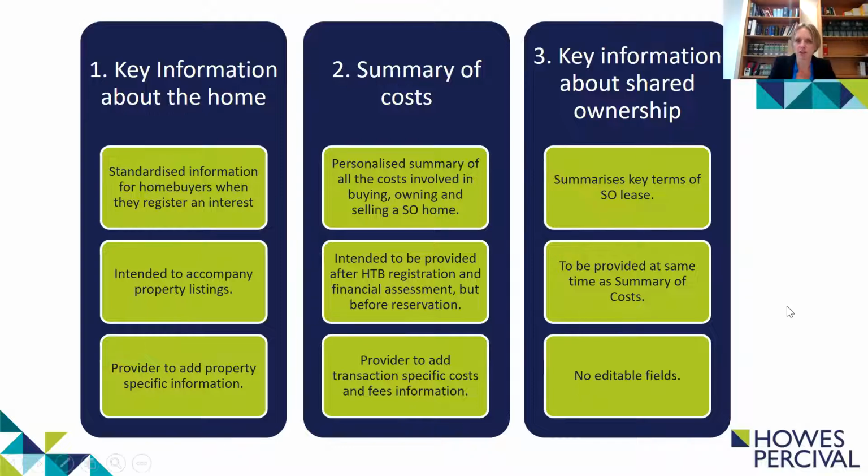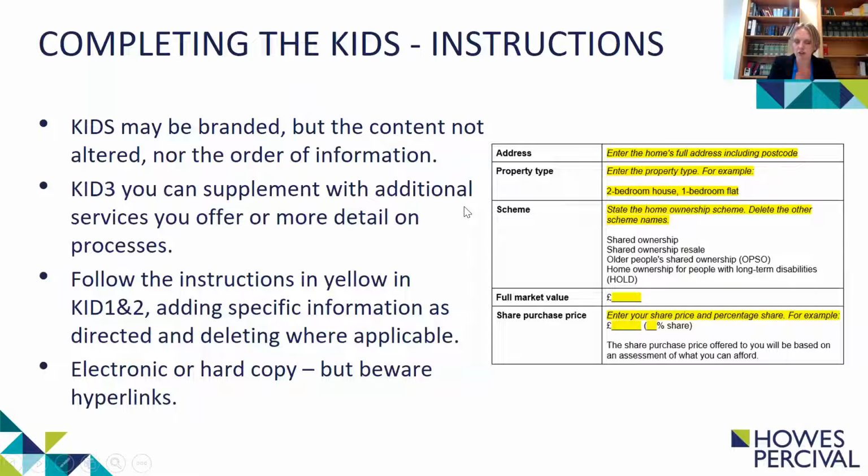So that's a bit of a summary of what is in each of the documents. There are instructions given by Homes England on how to complete these documents. They may be branded, so you can put your Housing Association RP brand all over them, but you may not alter the content nor the order of the information. The one exception to that is KID 3, and there you can supplement with additional services you offer or more detail on your individual processes.